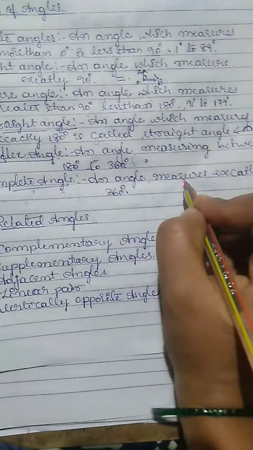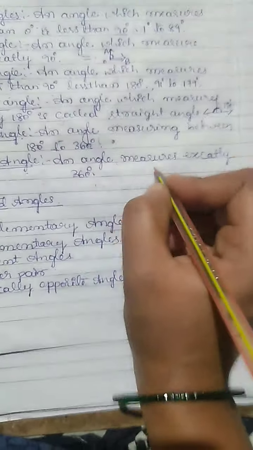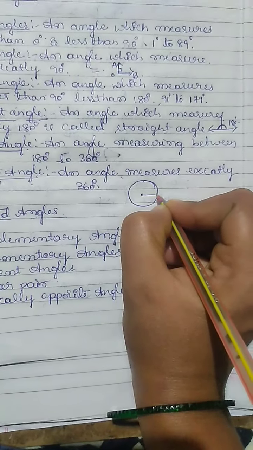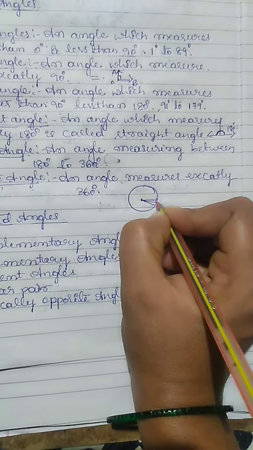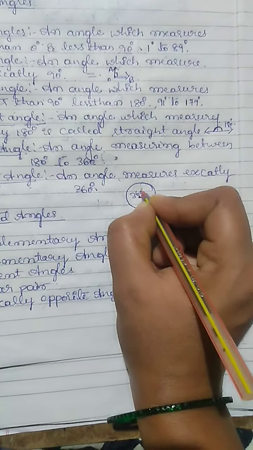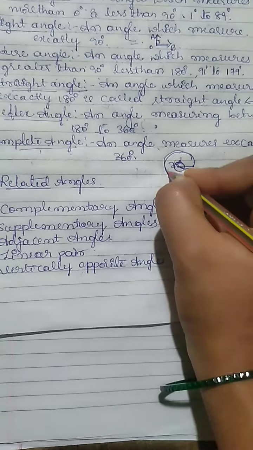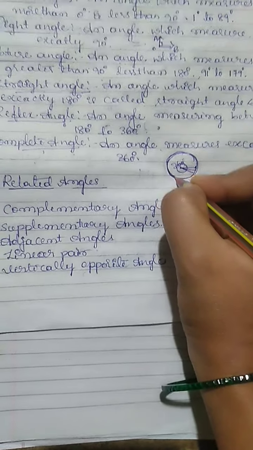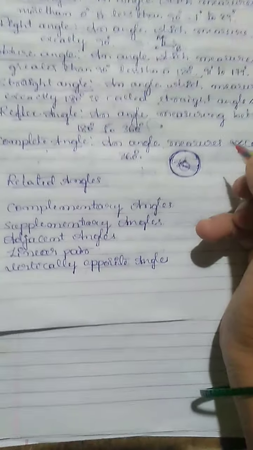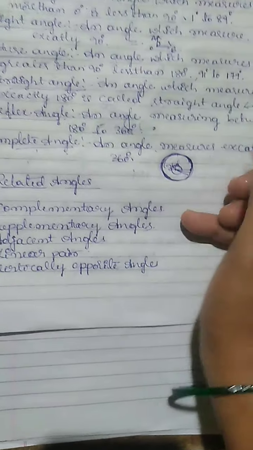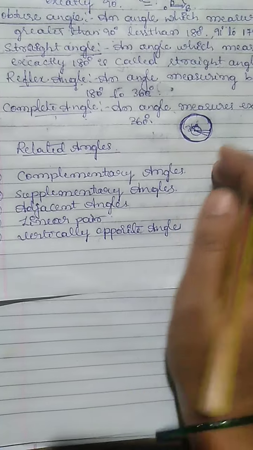An angle which measures exactly 360 degrees is called what? Complete angle. Complete angle, 360 degrees. How does it look, children? It looks like a circle. What is the angle of a circle? The measure of a circle is 360 degrees.